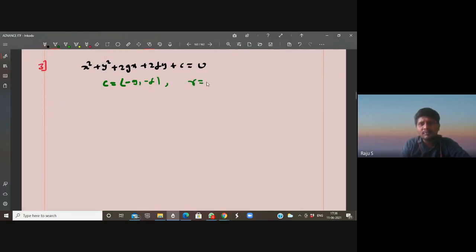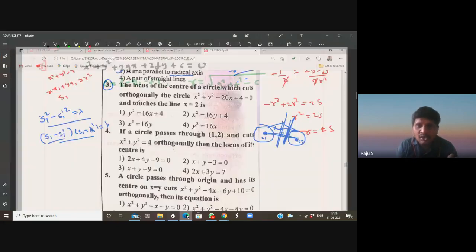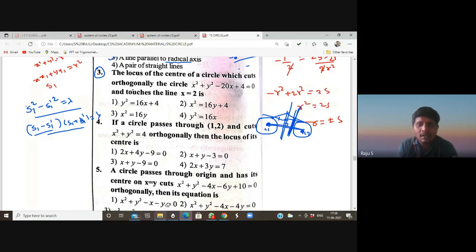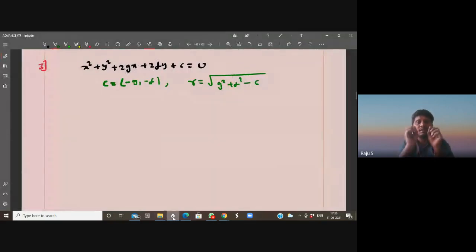What is the radius? Root over g square plus f square minus c. The question is: the locus of center. If you observe, the locus of center means we have to find the equation in terms of g and f. That is the meaning of locus. Whatever center they mention, we have taken g and f. We need to find finally the equation in terms of g and f only, not in terms of c. At last, we can replace g by x and f by y. First, how to find it?